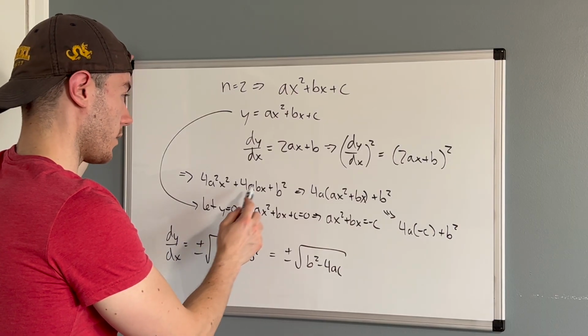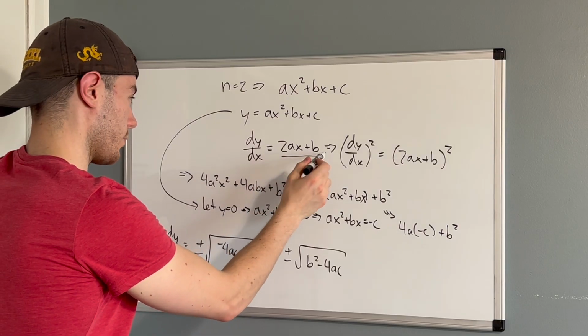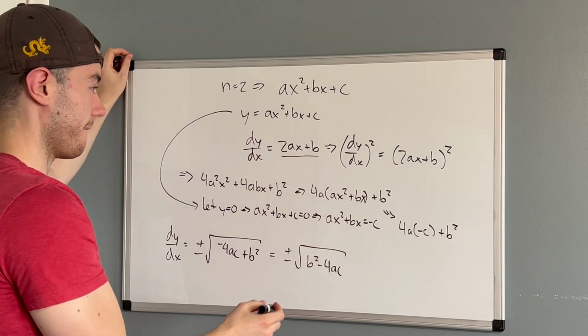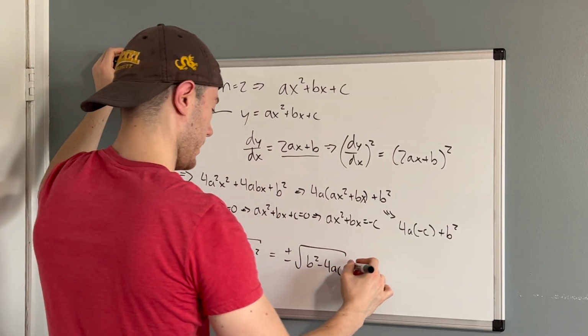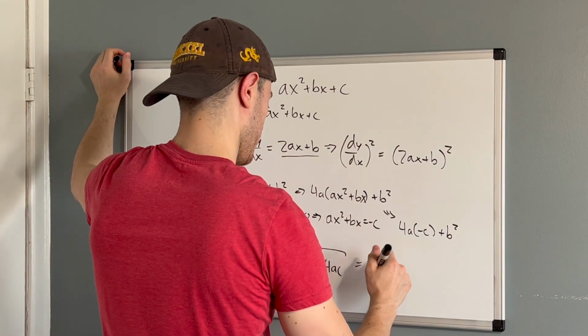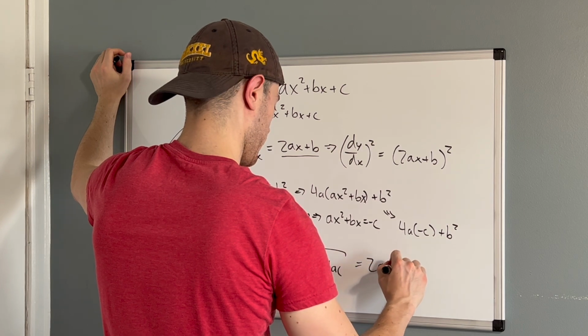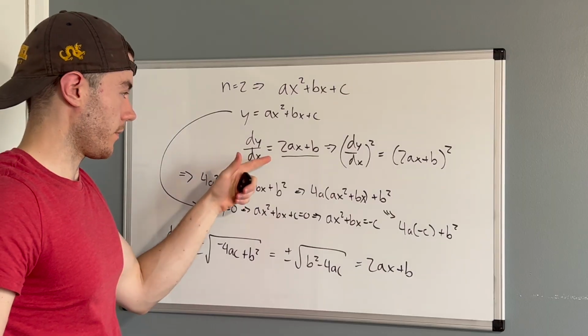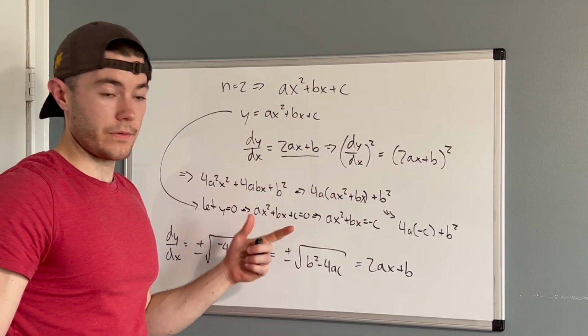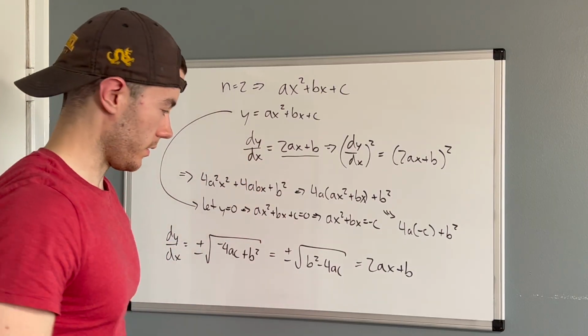The first derivative is also equal to 2ax plus b, as I showed right here. So I'm going to set that equal to this, 2ax plus b. So we have two expressions for the first derivative. They're both equal to the first derivative. I'm going to set them equal to each other and then solve.